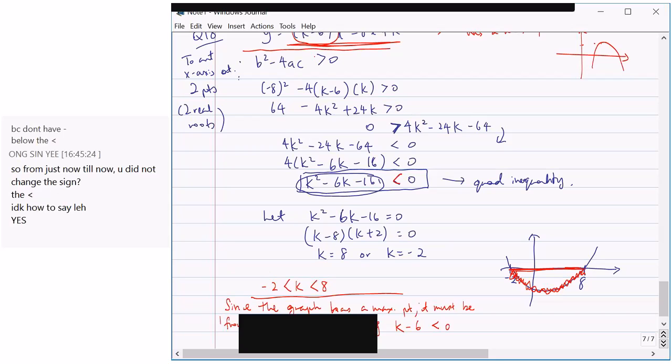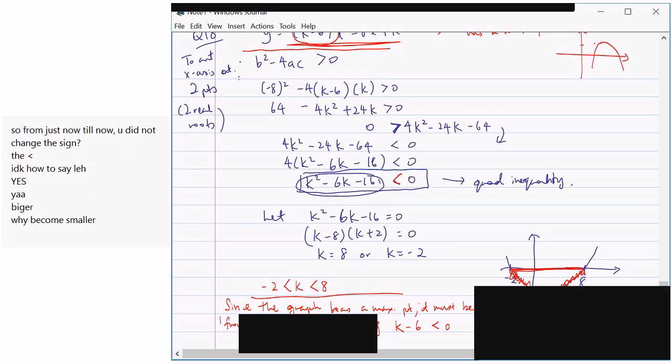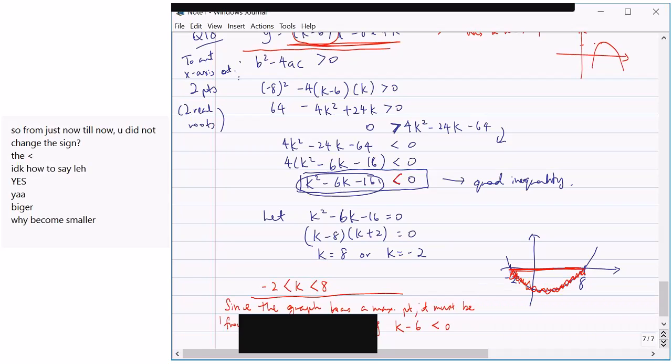At first it was bigger than 0. This part you okay? Because it cuts the x-axis 2 times. Then after that, yeah, still bigger than 0, still bigger than 0. Then I want to make k squared a positive coefficient, so I move everything to the right. So at no point did I flip the inequality. No, I did not.